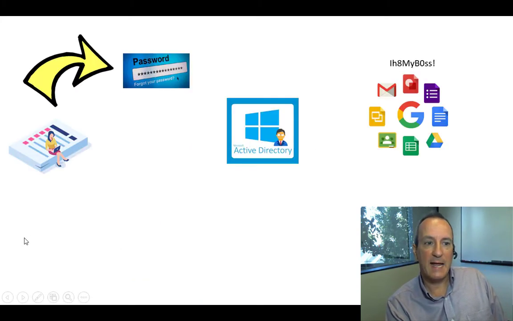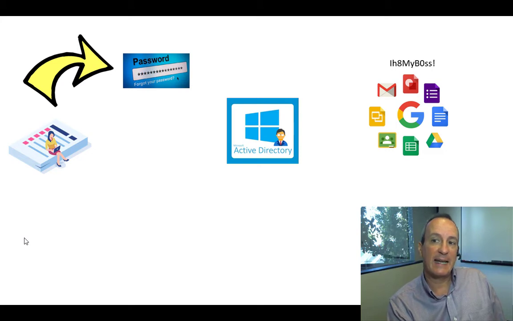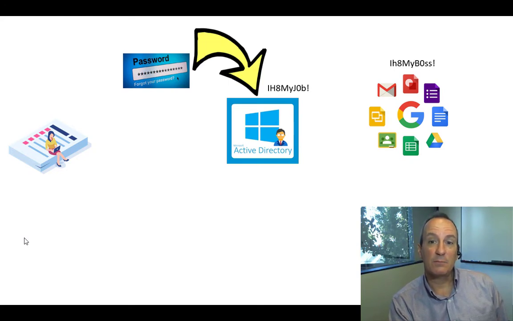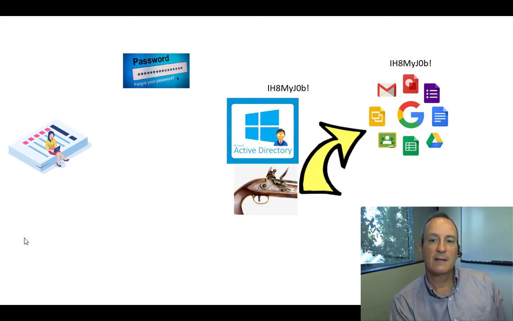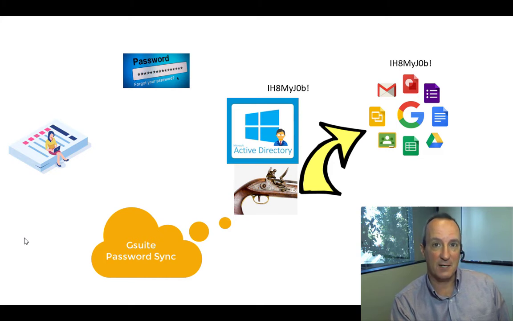So if we were an average user, we might use Password Station at SCCOE to go change our password. Maybe the current password is "I hate my boss!" and they want to change it to "I hate my job!" So they would go ahead and use Password Station. It would then update that password in Active Directory. Then there would be a trigger that would be kicked off on that domain controller, which would send that password over to Google. And now we have synchronized passwords. Perfect. That's the way it should work.